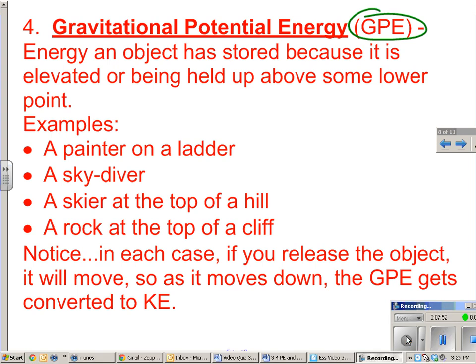All right, so as long as the object is raised up or elevated in some fashion, it's going to have gravitational potential energy. So a painter standing on a ladder has gravitational potential energy because if he takes a false step, then he falls all the way down, right? Now he's got kinetic energy while he's falling until he hits the ground. A skydiver is kind of a more extreme example of the same thing. A skier at the top of a hill, right? Because he has potential to go down the hill, right? A rock at the top of a cliff would be another one, right? So in all of those cases, if you release the object, it's going to move, right?